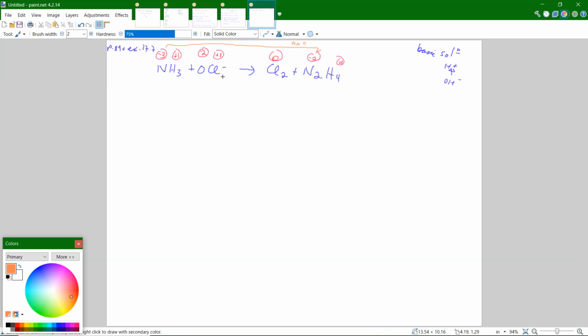And hydrogen stays the same. Oxygen will stay the same. Chlorine goes from +1 to 0. So that is a reduction because the oxidation number is going down. Okay, so we have an oxidation half reaction and a reduction half reaction.